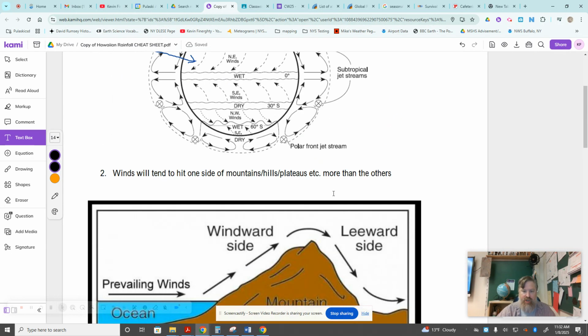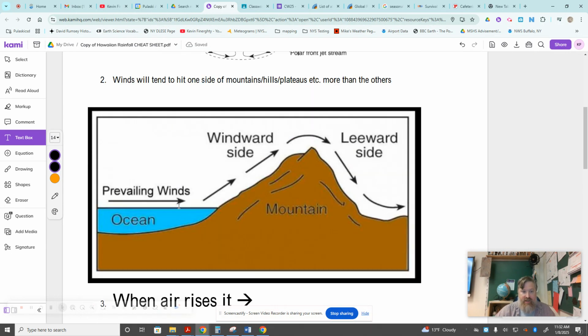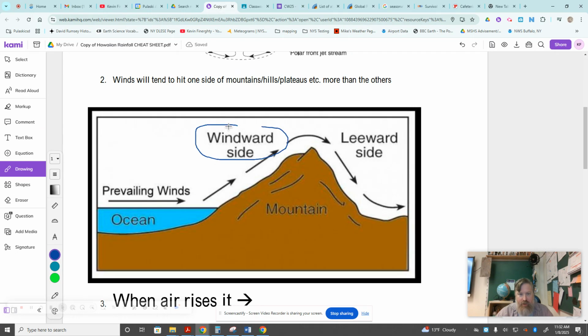Thing number 1, cheat sheet number 2, is if you consider these prevailing winds, if there's some big geographic feature like a mountain, or this could be like the Hawaiian volcanoes, the Rocky Mountains and Sierra Nevadas. This could be even like the Tug Hill Plateau, because this happens there. You get prevailing winds coming off the water, they rise. We call that the windward side. That's a vocab word. I didn't have you write it, but we got to know it. It's the side in the wind. And then the side out of the wind is the leeward side, or leeward if you want to say that.